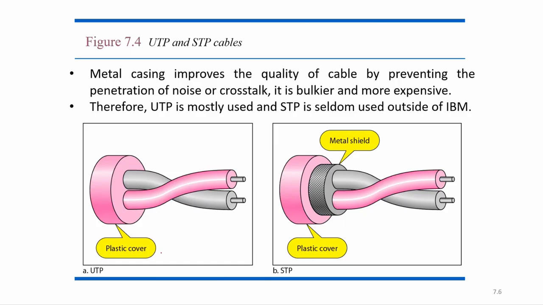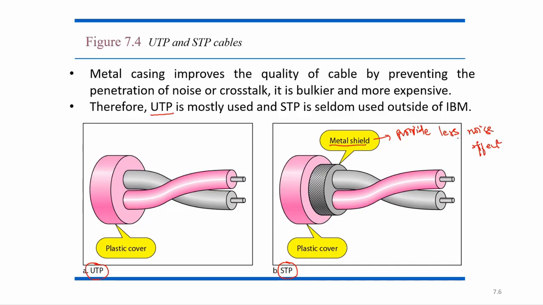In twisted pair also, two types are there. One is called UTP, another is called STP. UTP stands for unshielded twisted pair. STP stands for shielded twisted pair. So what is the meaning of shielded and unshielded? If it is shielded, that means the twisted pair wires have a metal shielding. This metal shielding further provides less noise effect. So if we have a metal shielding, it will have less noise effect.